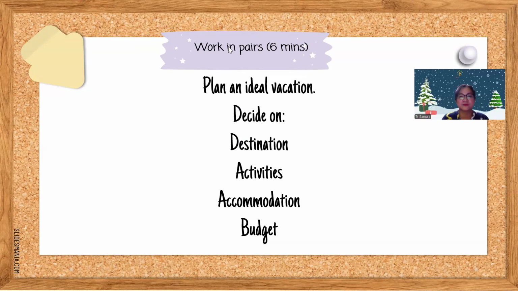For accommodation, we want to save the budget, so we're going to stay at a relative's house or local people's house, and maybe a monastery if possible. And our budget is around 5 to 8 lakhs.